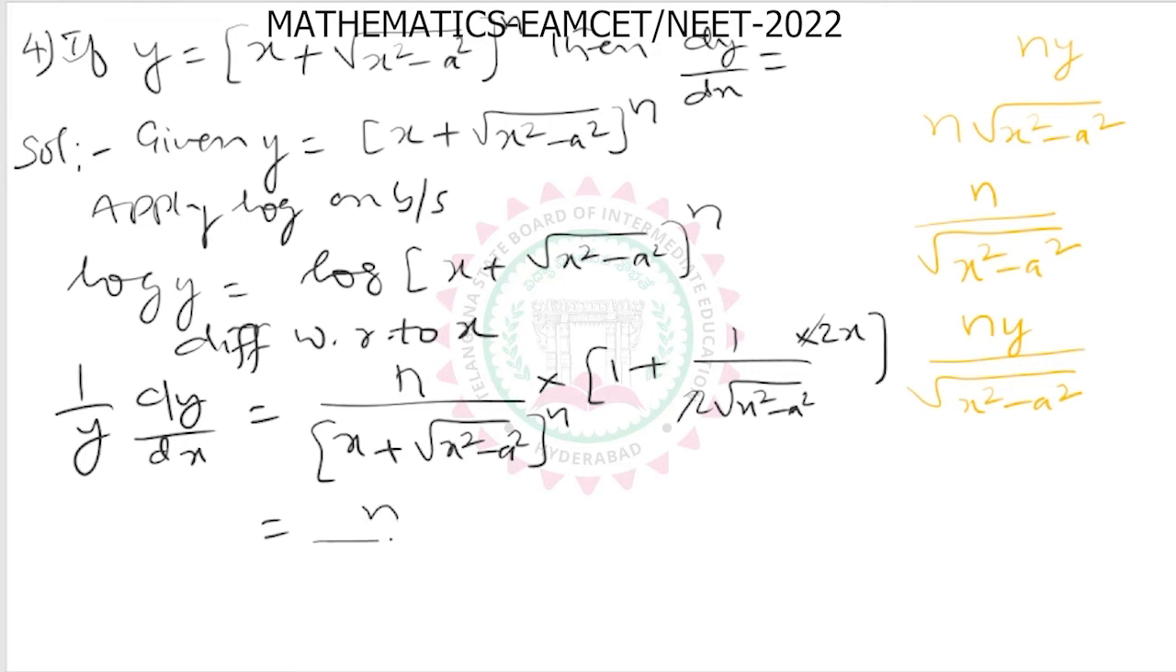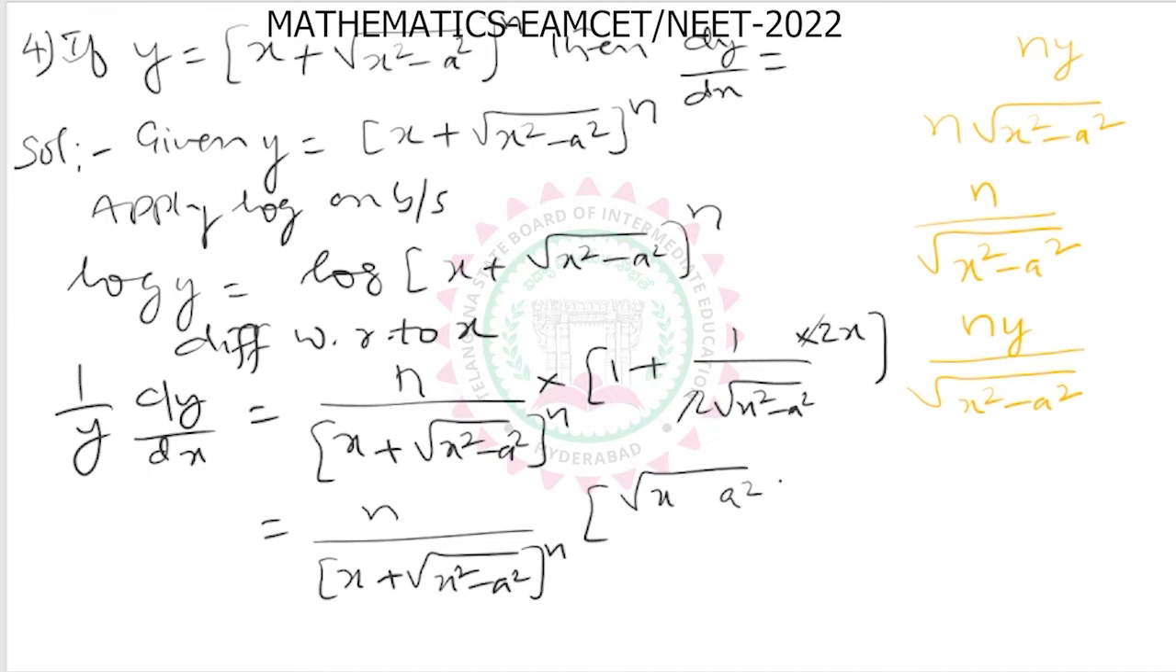So in the numerator it is 1 by x plus root of x square minus a square whole power of n as it is into, if I take the LCM, it is nothing but root of x square minus a square plus x divided by root of x square minus a square.